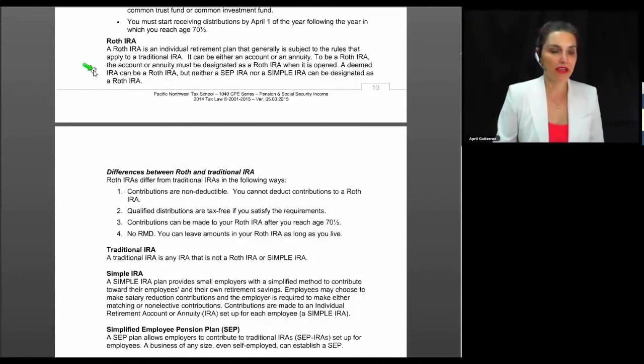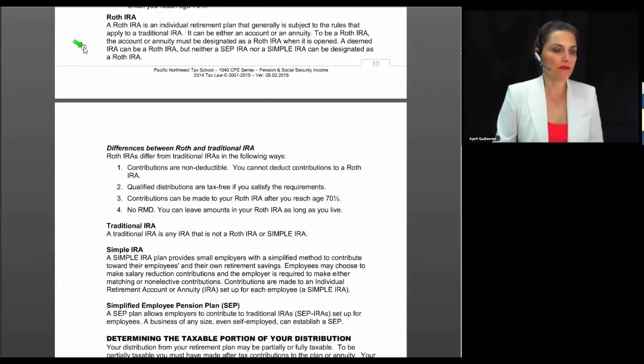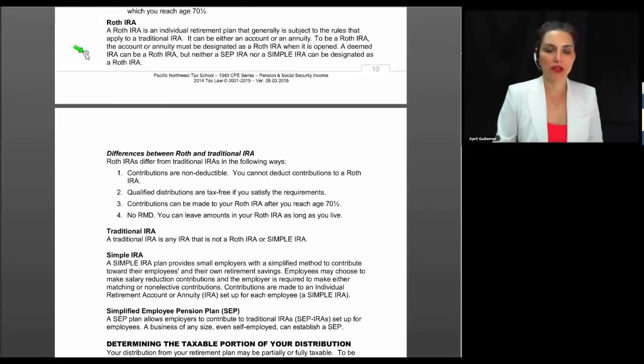A Roth IRA is an individual retirement account that generally is subject to the rules that apply to a traditional IRA. It can be either an account or an annuity, and to be a Roth IRA, the account or annuity must be designated as a Roth IRA when it is opened. A deemed IRA can be a Roth IRA, but neither a SEP IRA nor a simple IRA can be designated as a Roth IRA.